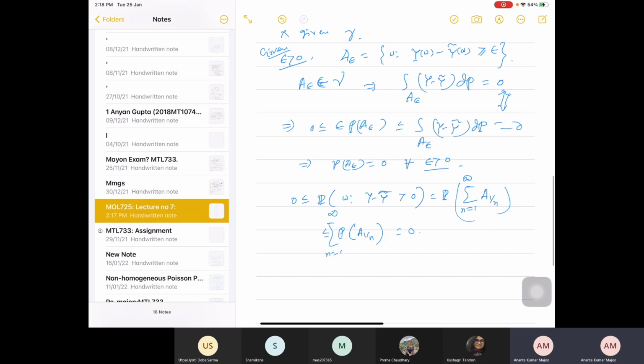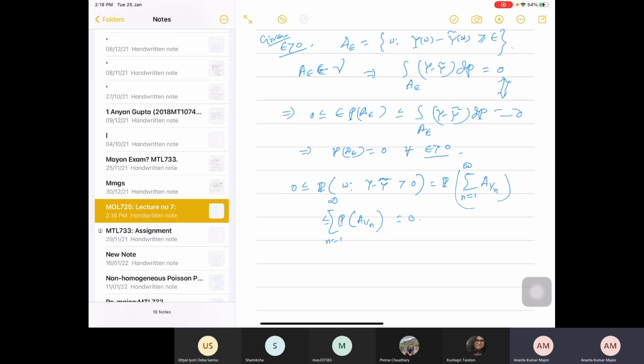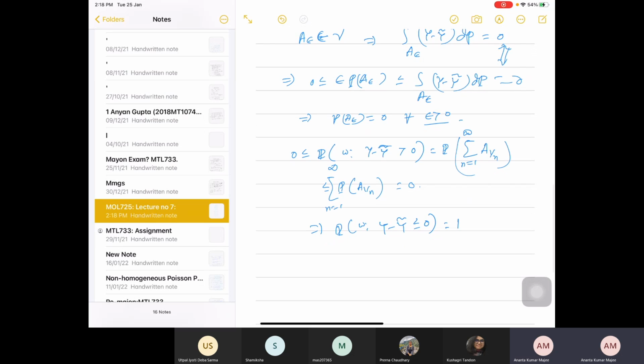So what you have is that this one is equal to 0, hence the probability of y minus y tilde greater than 0 is 0. Okay. So this implies the probability over all those omega where y minus y tilde is less than or equal to 0, because this is the complement, is actually 1. So this implies, that means y is less than or equal to y tilde almost surely, that is the meaning.